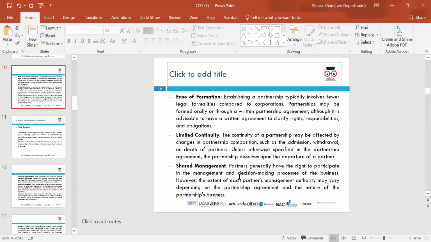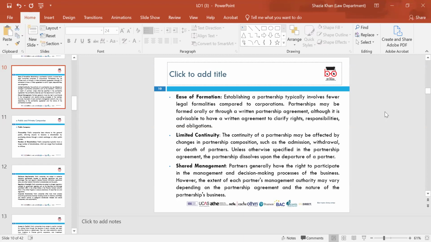Limited continuity. The continuity of a partnership may be affected by changes in the partnership's composition, such as admission, withdrawal, or death of the partners. Unless otherwise specified in the partnership agreement, the partnership dissolves upon the departure of a partner. So a lot of things change. Sometimes someone dies, then it all has to get changed and dissolved.